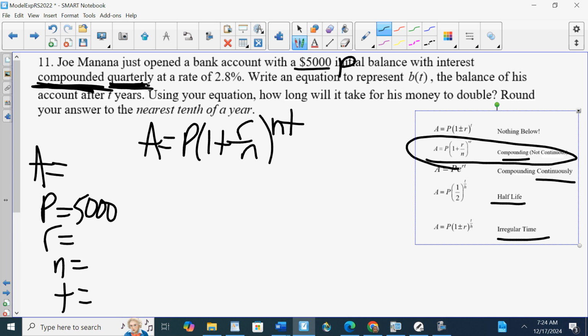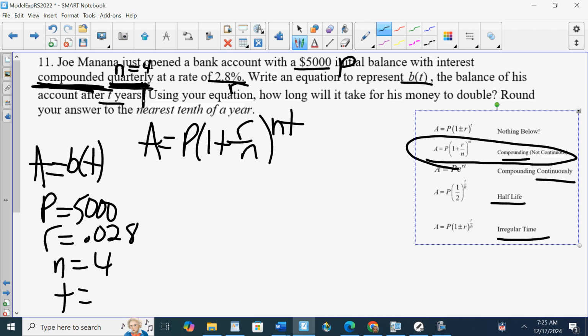Compounded quarterly. N is the number of times it's compounded per year. Quarterly is 4. At a rate of 2.8%. Don't forget to make that into a decimal, 0.028. Write an equation for B of T. That's one thing I'm trying to train you to do, is write an equation first, the balance of the account after T years. End of question.